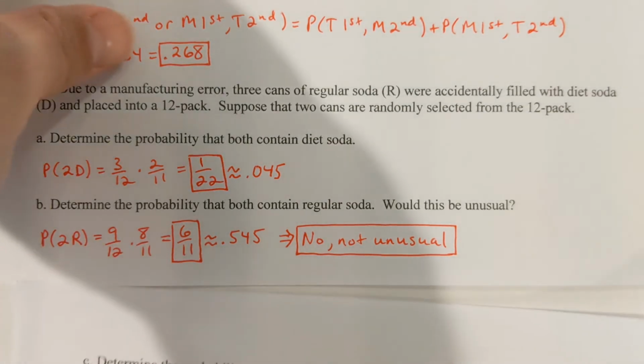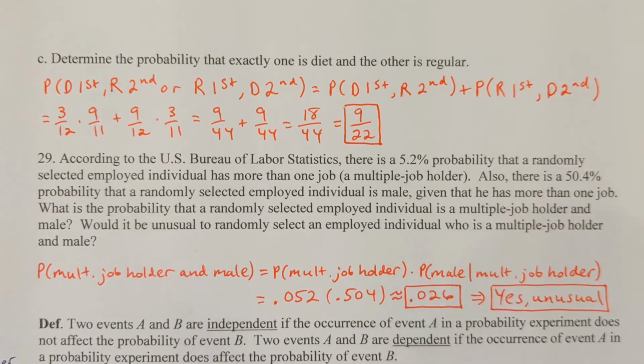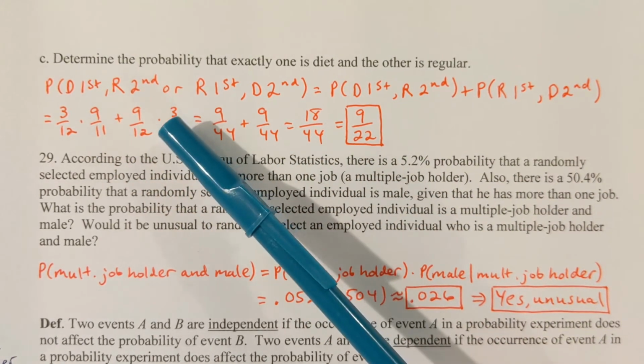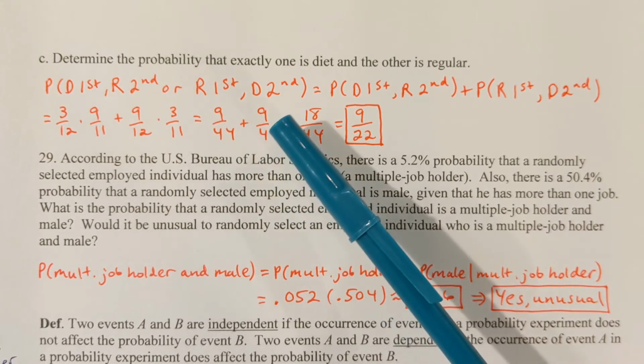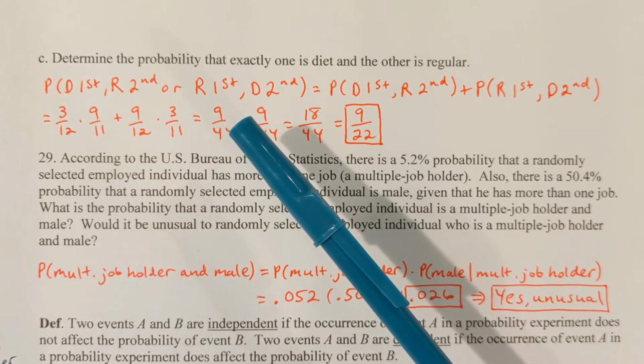Okay, so here's the next page. Part C of that says to determine the probability that exactly one is diet and the other is regular. Okay, now in this problem, we need to think of the ways that we can select these 2 cans. We just want one to be diet and the other to be regular, so that could happen by selecting a diet soda first and then a regular soda second, or selecting a regular soda first and then a diet soda second. Either one of these 2 cases means that one is a diet and the other is a regular.